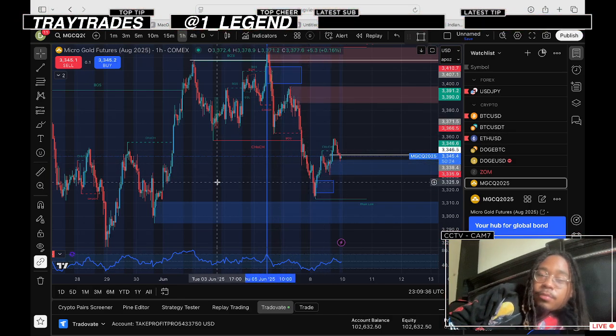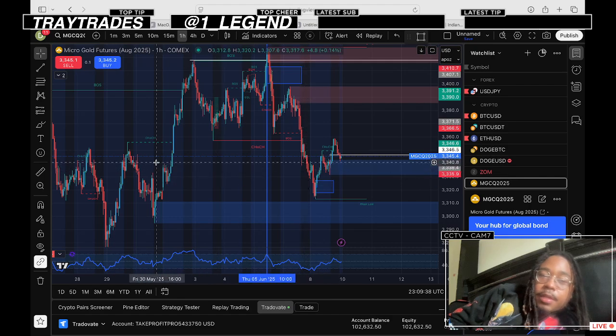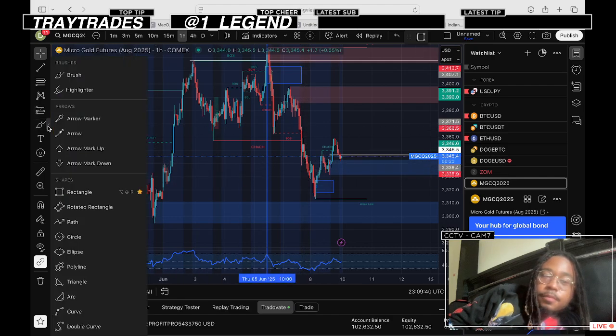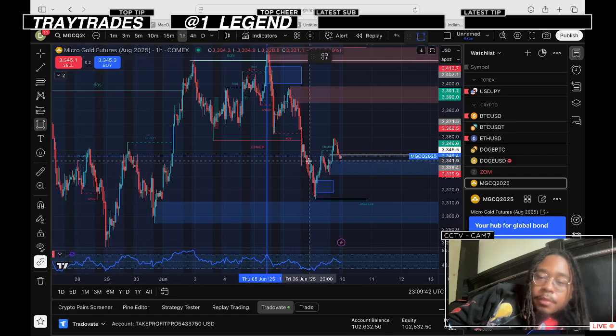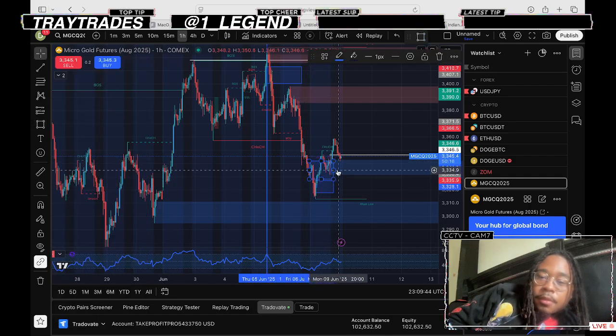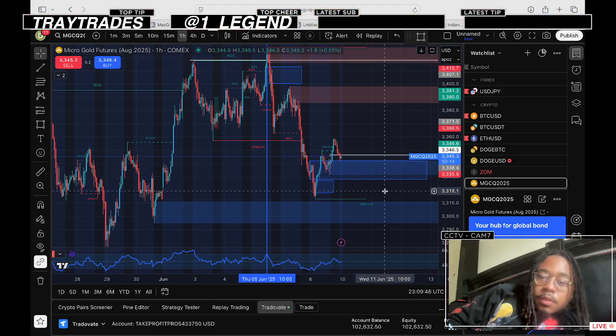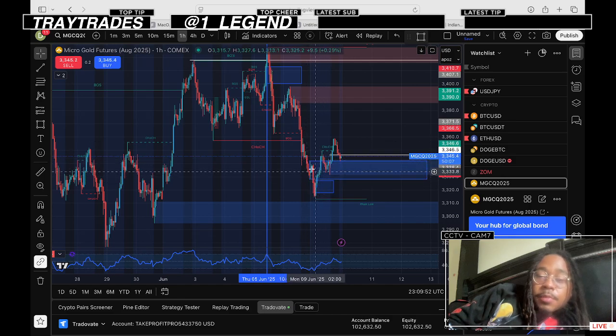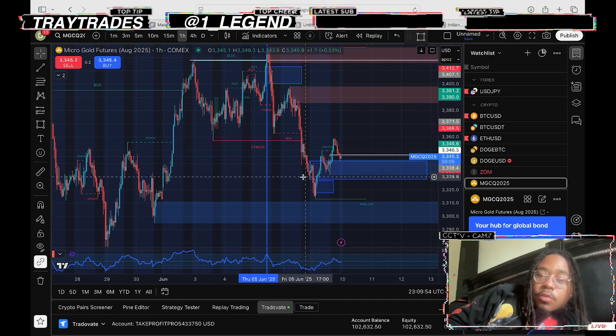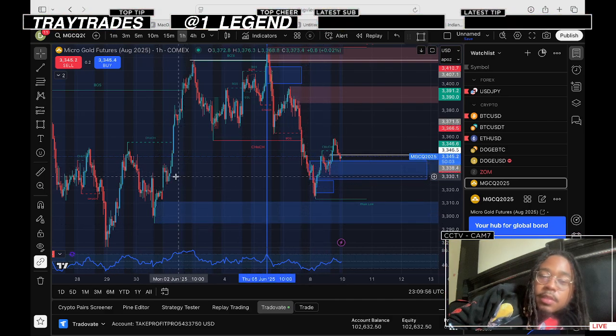So right off the back, I was looking at this breaker block right here. I'm gonna box that up. This breaker here, pull that over. So this breaker right here drops low, then we get this change of character, right? So this is telling me that we have bullish momentum to go up. On top of that, this breaker takes out liquidity from right here.